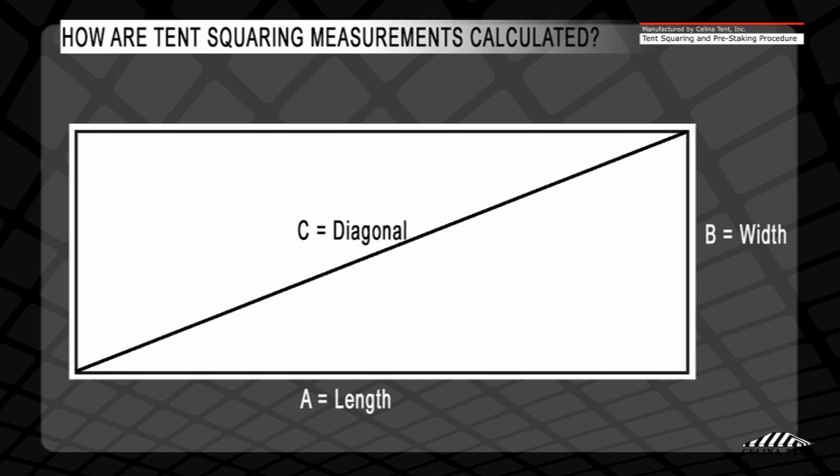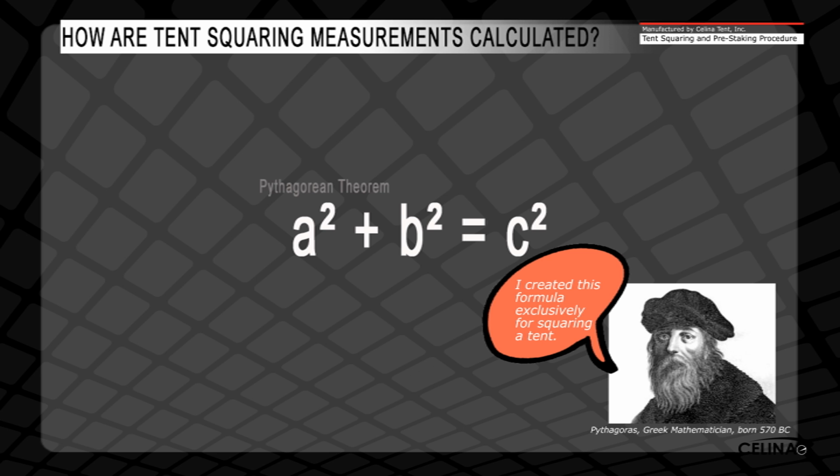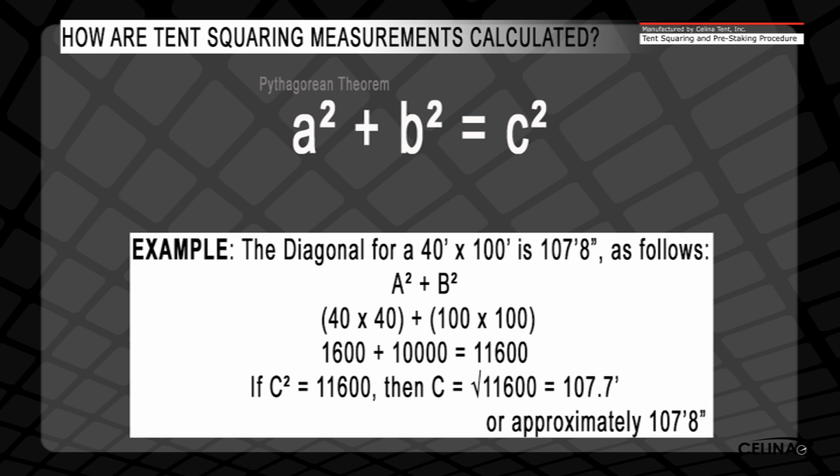The square of the tent can be determined by using the Pythagorean theorem, where A signifies the length of the tent, B signifies the width of the tent, and C signifies the diagonal dimension across the tent from 2 opposite corners. This equation, A squared plus B squared equals C squared, will give the C diagonal dimension.